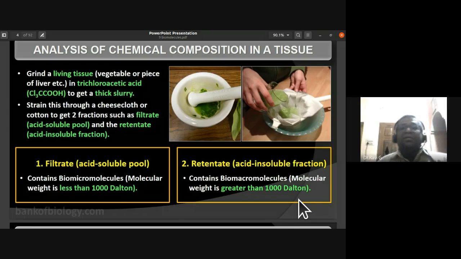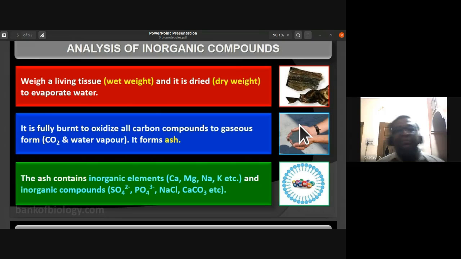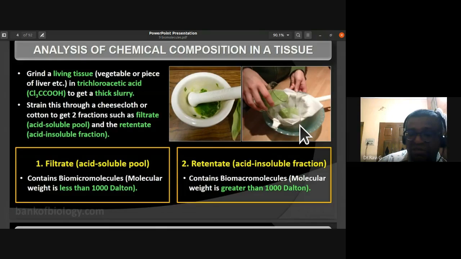So that is how, by the analysis of a chemical composition in a tissue, you obtain the filtrate and retentate. The filtrate is the acid soluble pool. The retentate, which is found above the cheesecloth, we call the acid insoluble pool. The acid soluble pool consists of biomicromolecules, and the acid insoluble pool is found in the retentate, which consists of biomacromolecules. So that is in case of analysis of chemical composition in a tissue.